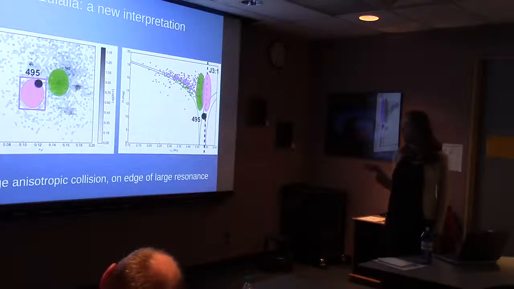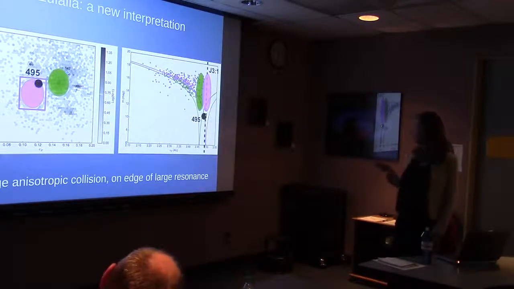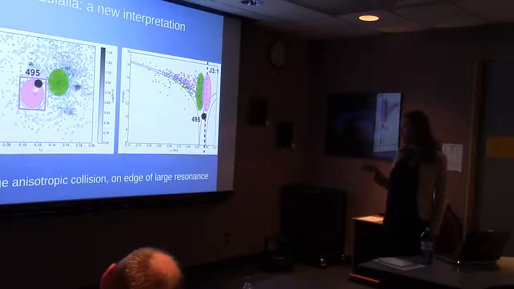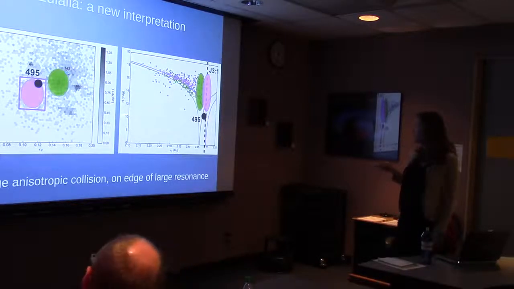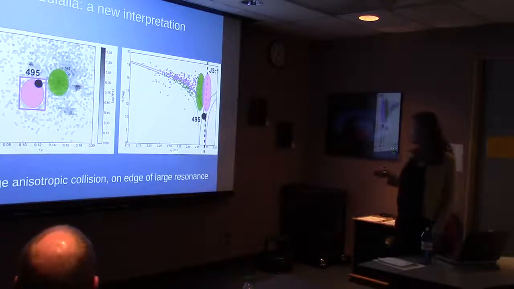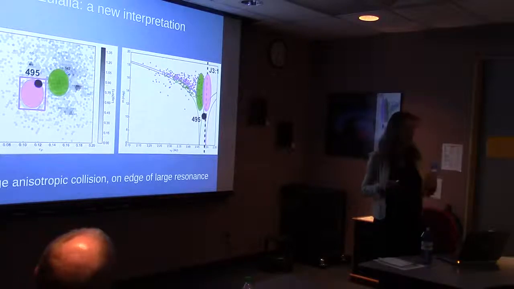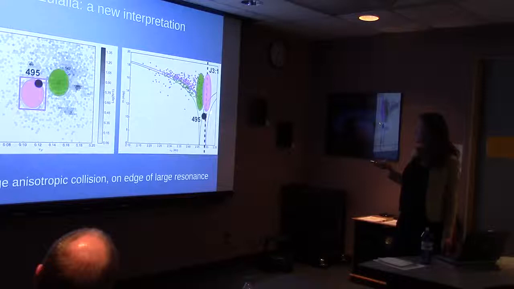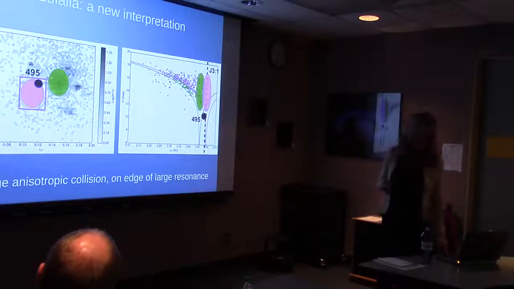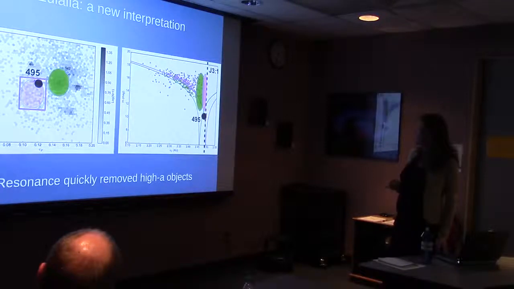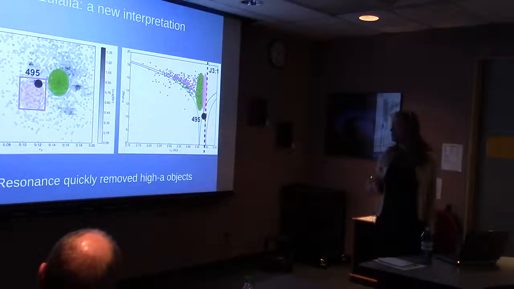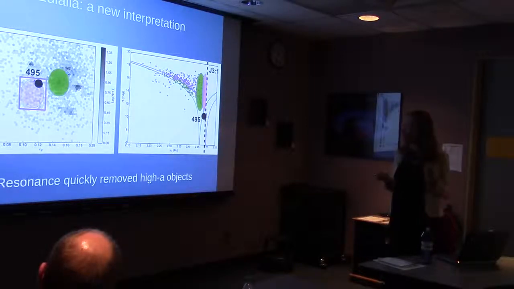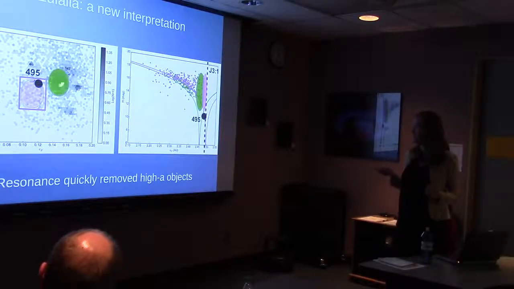If you had a giant collision on Eulalia, this dark dot, that sprayed stuff in two different directions in semi-major axis, perhaps you could explain what we see, because relatively immediately, the resonance would remove half of this component here, the purple component, which explains why it's not nearly as dense as this other group.